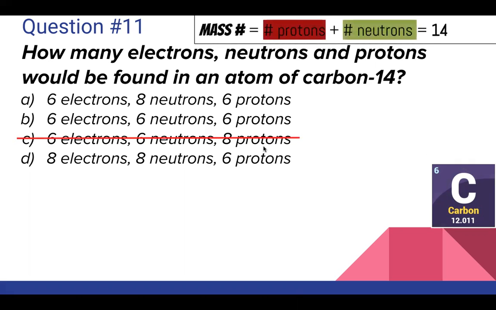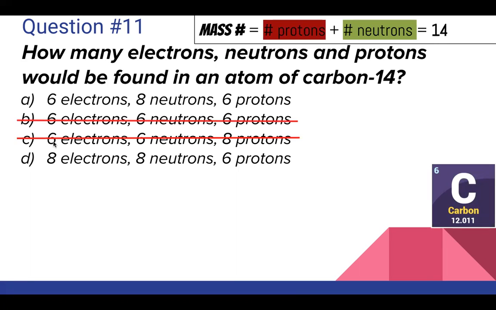Well, what else can we look at? Well, we're told it's carbon-14, so we know the mass number is 14. So the number of protons plus the number of neutrons should add up to 14. That adds up to 14. Ooh, that does not add up to 14. So you can eliminate that. This does add up to 14.